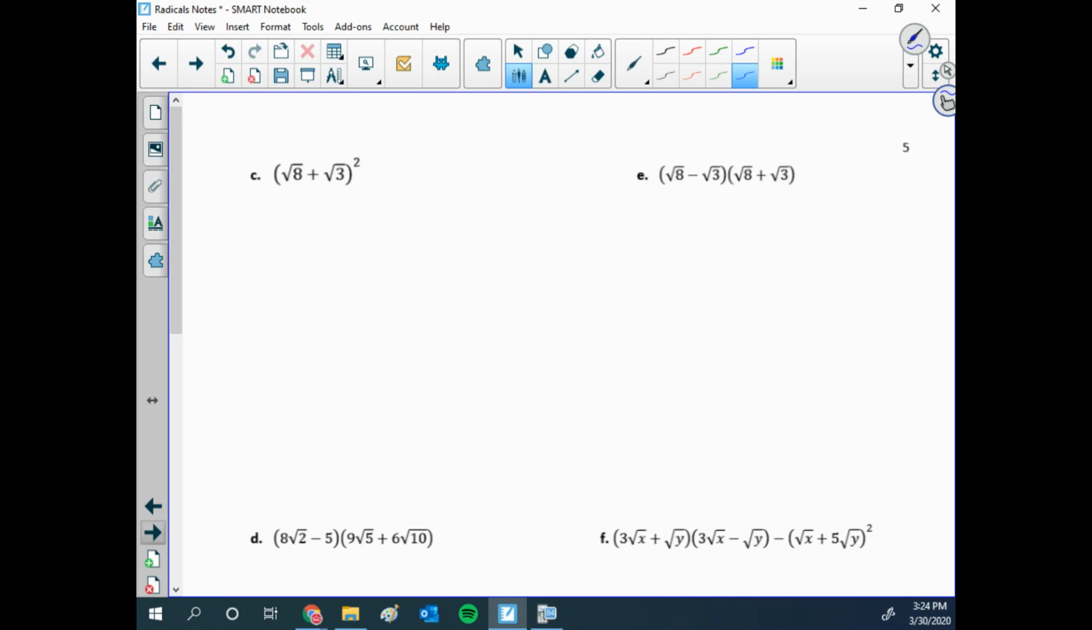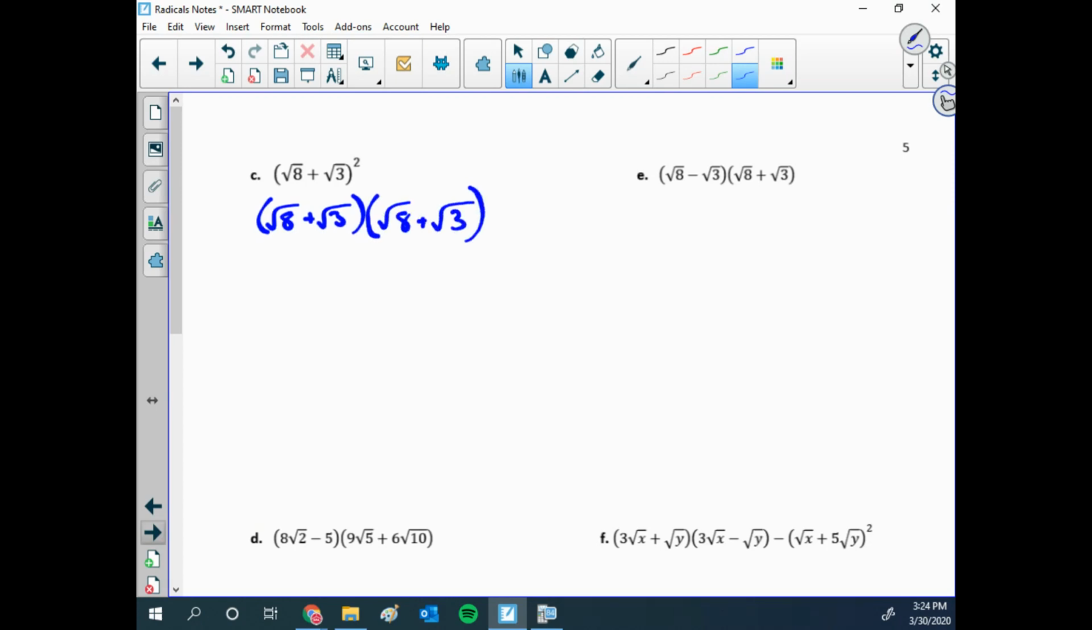Now, what a lot of people forget, even when we're looking at polynomial multiplication, is they'll multiply it out incorrectly. And the reason is they want to take this 2 and do the distributive property. Well, you can only do the distributive property to exponents if it's a monomial. So really, this is saying root 8 plus root 3, and there are 2 of those.